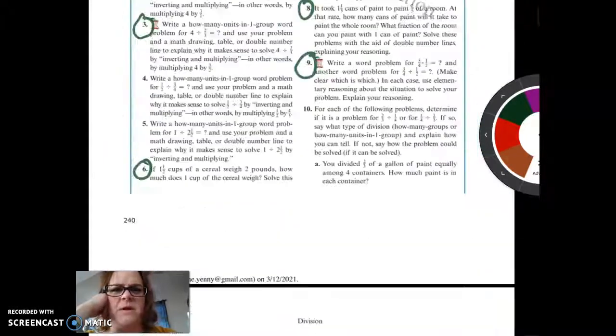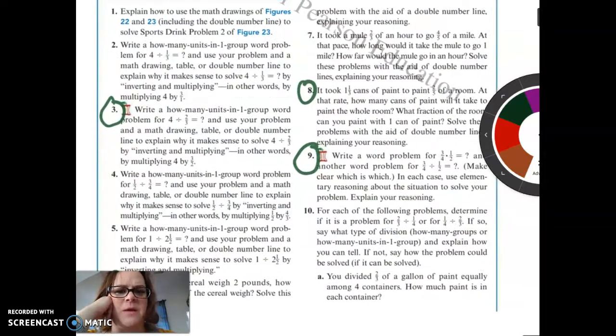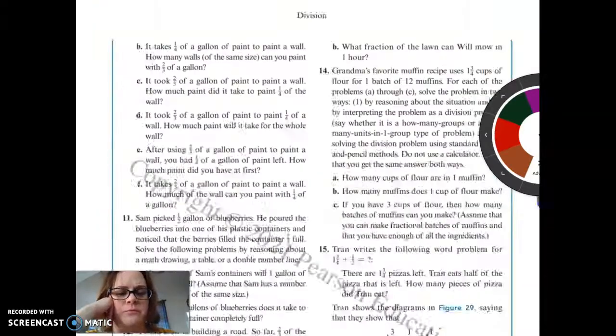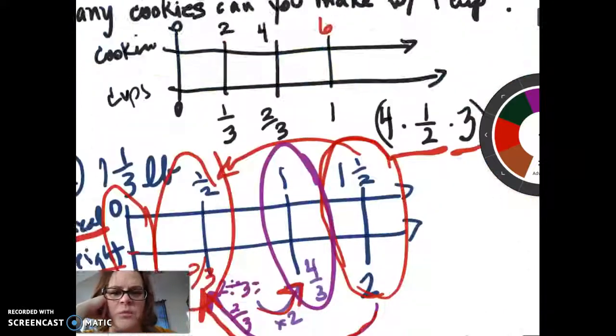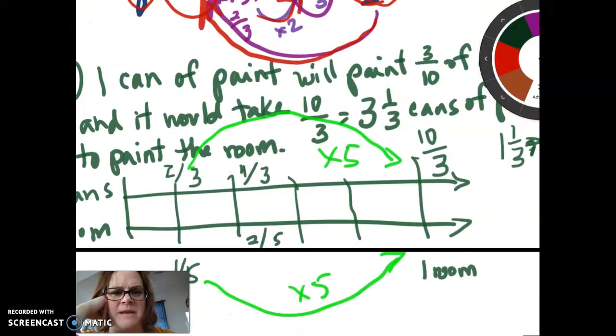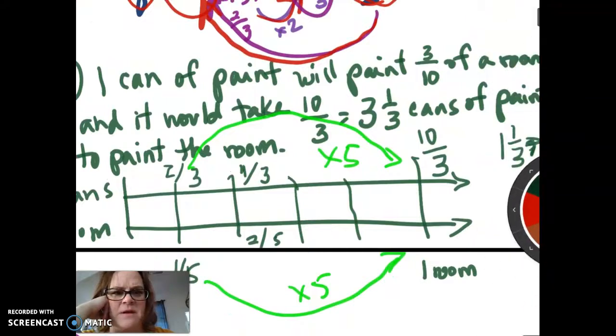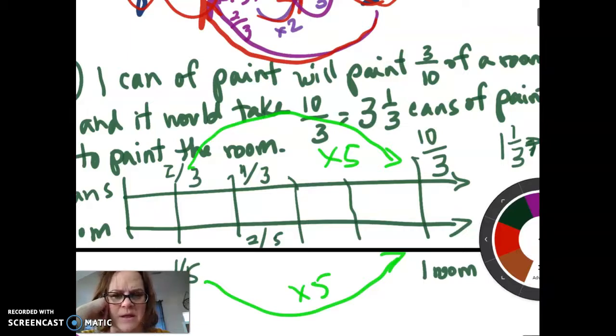Is this the paint one, I believe? Yep, it took 1 1/3 cans of paint to paint 2/5 of a room. And at that rate, how many cans of paint will it take to paint the whole room? Oofda, this is a confusing one, right? So we made a double number line here. So I have 1 can of paint will paint 3/10 of a room, and it would take 10/3 or 3.5 cans of paint to paint an entire room. And so you can see what I did here is I have my double number line.